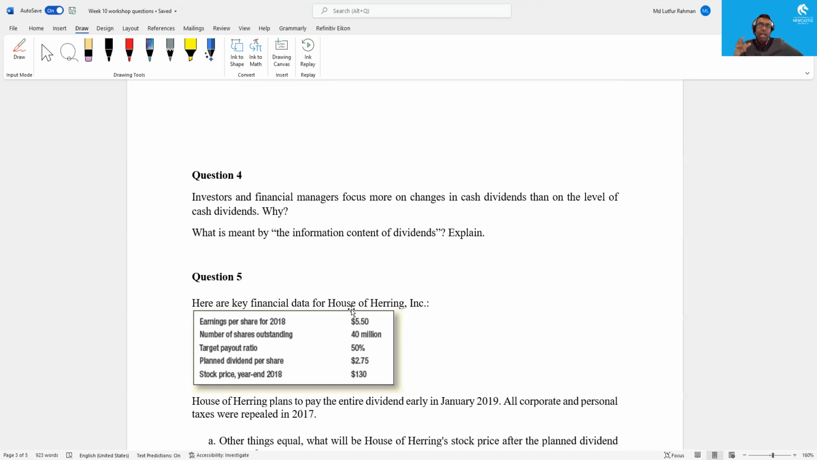That's why managers are more concerned about changing the dividend rather than keeping the dividend as it is. For example, if last year's dividend was $2 and this year's dividend is also $2, this is just a routine decision. However, if last year's dividend was $2 and this year's dividend is $2.5, then it is an important decision because that provides a positive signal in the market, and managers never like to change dividend unless they think that they can maintain it in the foreseeable future. And what is meant by information content of dividend? I already explained it in one of the earlier questions.